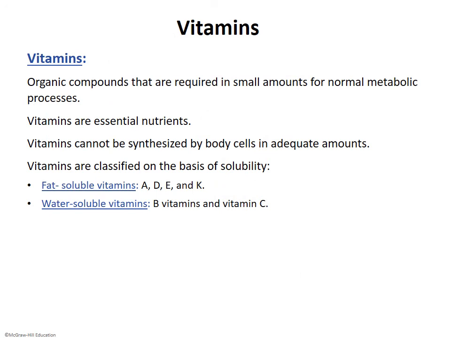So vitamins are a really important part of the body. The vitamins are essential nutrients. They cannot be synthesized by body cells. And so we have a lot of vitamins that we need. And so we classify them into whether they're fat soluble or water soluble. You do need to know that the fat soluble vitamins are A, D, E, and K. And the water soluble ones are all the B vitamins and C, right? A, D, E, and K are fat soluble vitamins.